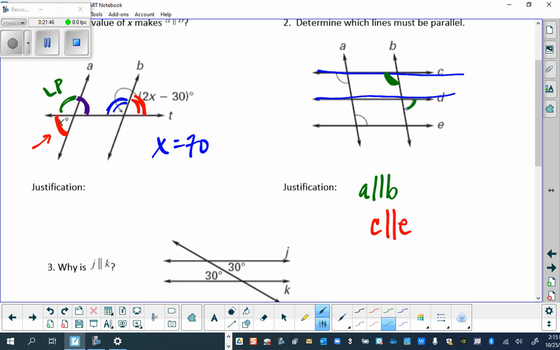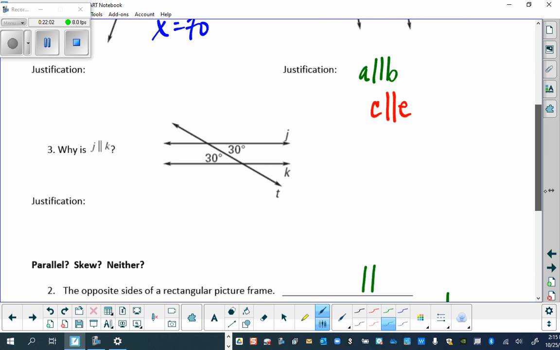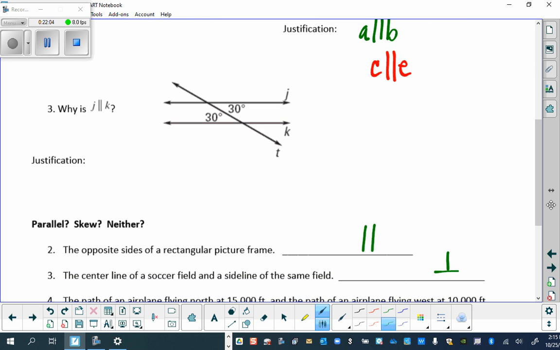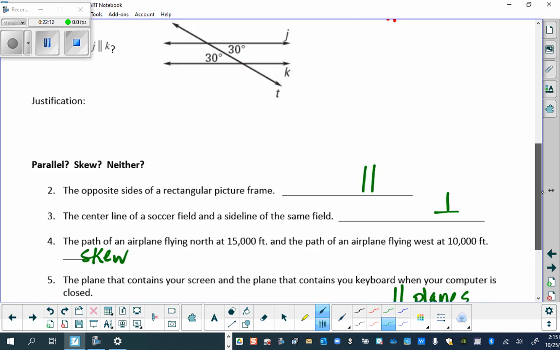We don't know a relationship of them. This angle here and this angle here do not share a transversal, so nothing there makes me parallel. A and B are parallel, C and E are parallel. All right, so the justification for this one, alternate interior angles. They're parallel because of the converse.